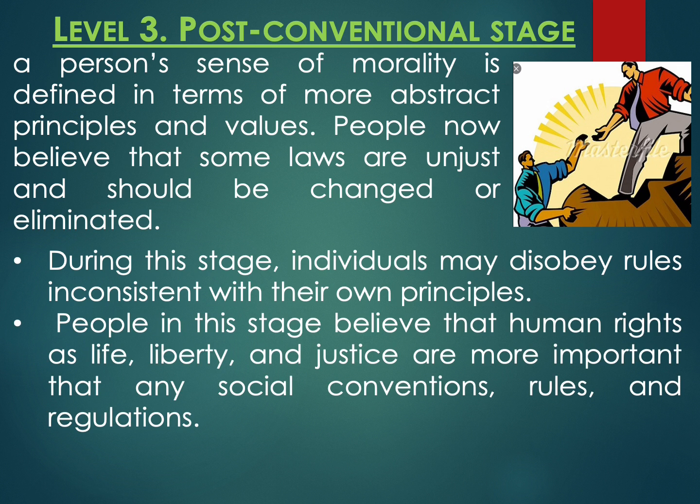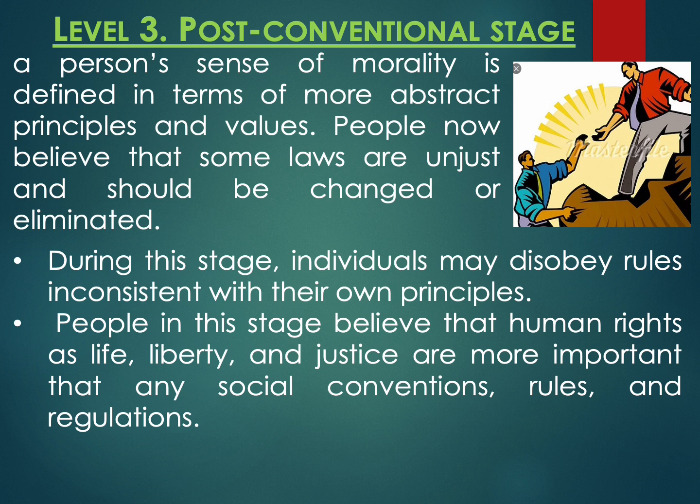People in this stage believe that human rights like life, liberty, and justice are more important than any social conventions, rules, and regulations. So here, we already have a sense of what is more important. And if the laws that we have are against the freedom of people, against life, against justice, then we do not believe in those laws. A good example of this is extrajudicial killing. There are people who are against extrajudicial killing, and I believe that they are in the post-conventional stage. Why? Because they believe that killing a person even without a trial, even without a court of law, is not good. And it's not part of human rights because it violates the right to life.